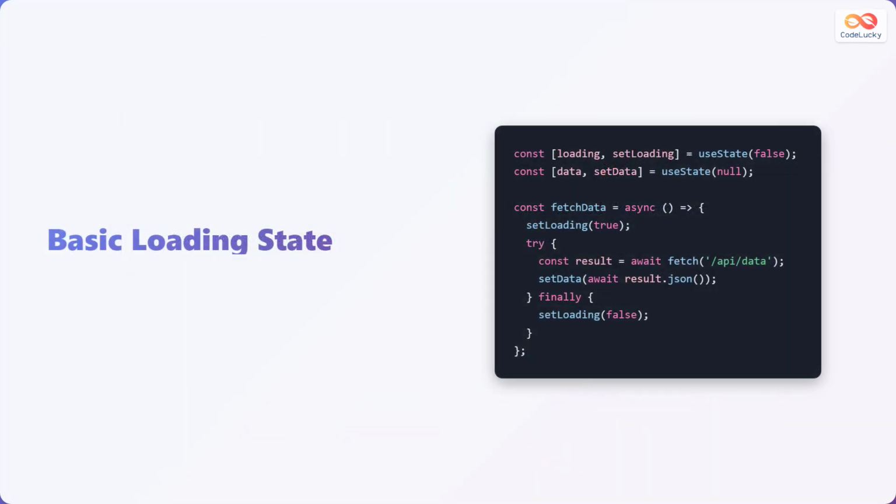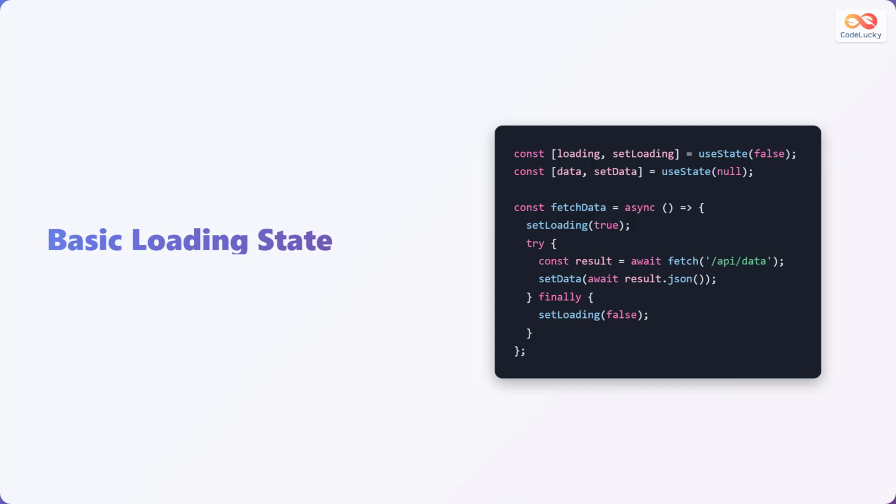Here's how to implement a basic loading state using the useState hook in React. First, declare a state variable called loading and a function to update it. Set loading using useState. Initialize loading to false. Also, declare a data variable and a setData function, initializing data to null.